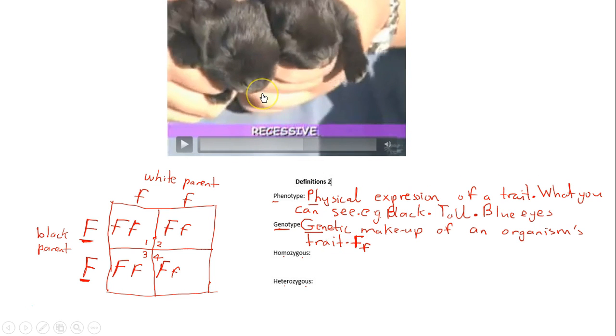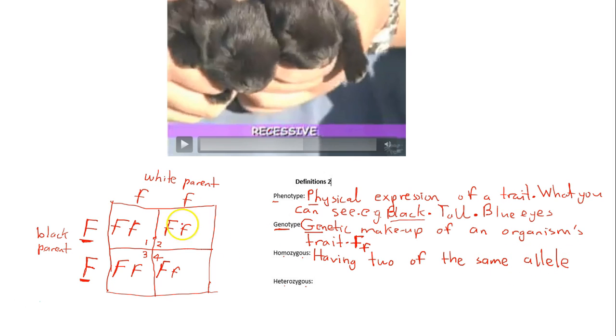So now you can see that the babies' genetic makeup is big F, small f, but their phenotype, or the physical expression, is just black. Okay, two more definitions. What is homozygous? Homozygous just means having two of the same allele.